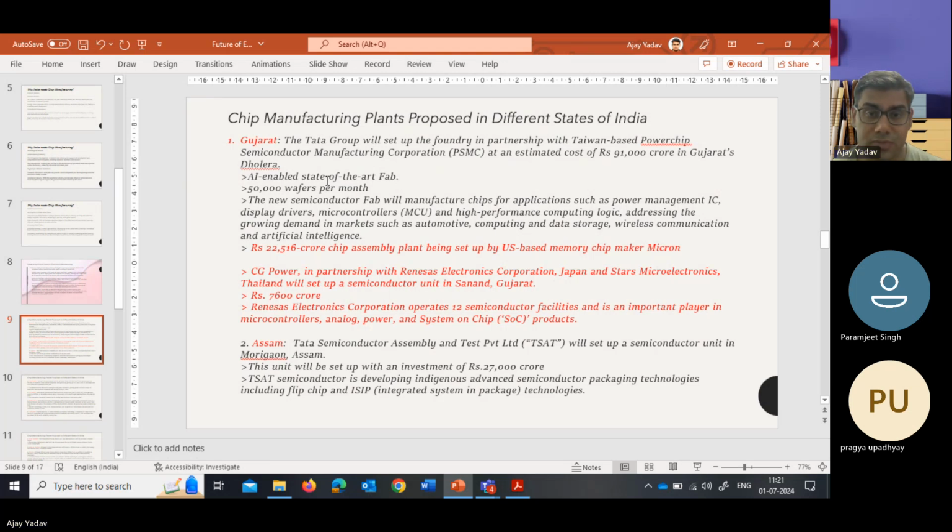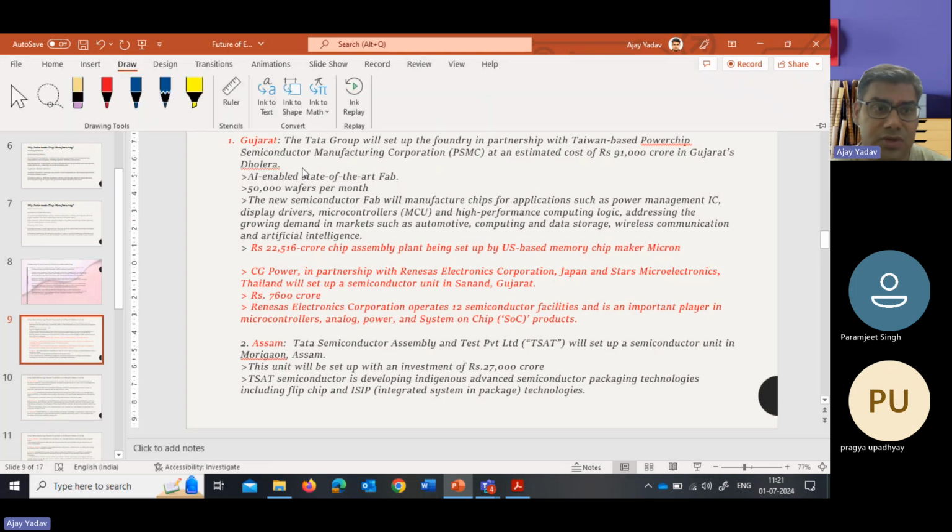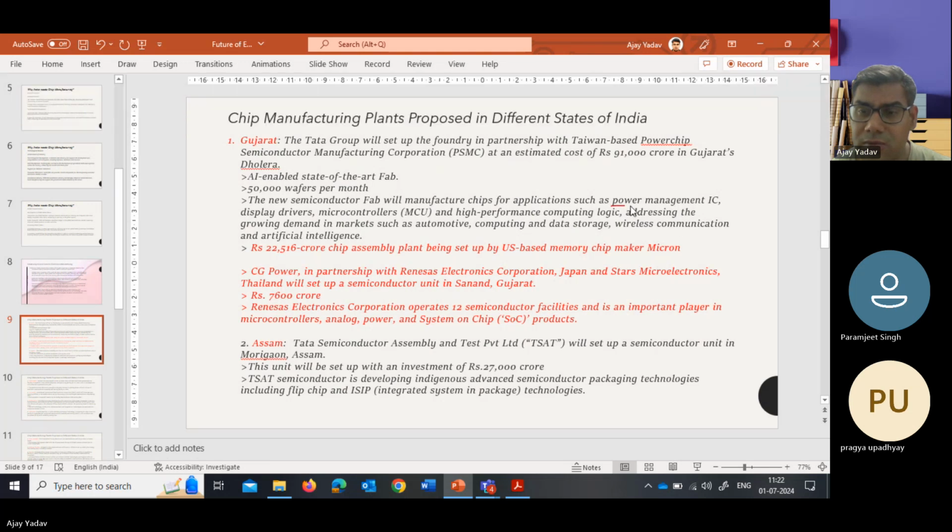And I am telling you, these chips will be used in the area of power management ICs, display drivers in your gadgets. Microcontrollers are used a lot in your washing machine, in your smartphone, in your TV, in your laptop. Then high performance computing logic. So I can say that these are used a lot. It can be the automotive industry, computing capability, data storage facilities, wireless communication, and AI.